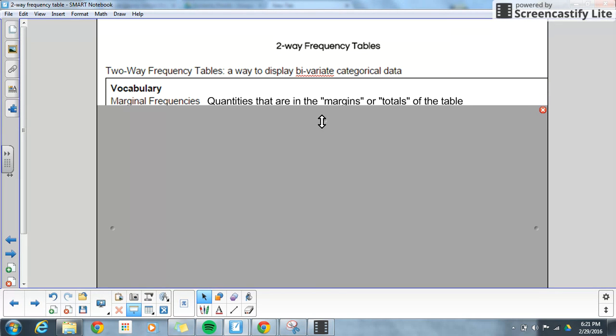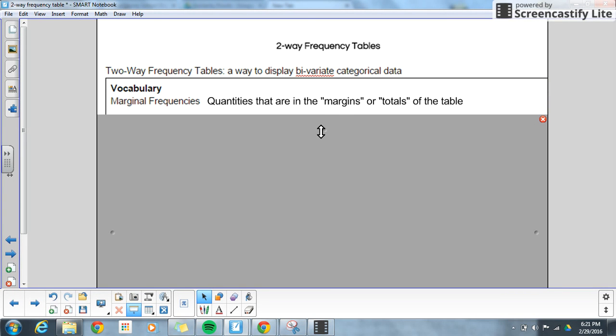So let's look at a couple of vocabulary words. The first is marginal frequencies, quantities that are in the margins or the totals of the table. We're going to look at an example in just a minute, but remember, marginal frequencies are ones that are in the margins or the totals of the table.